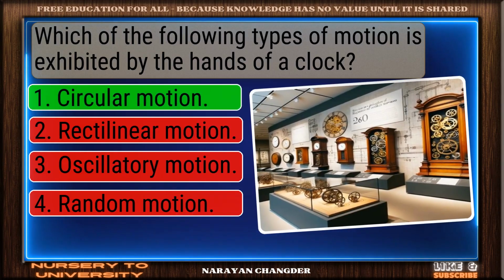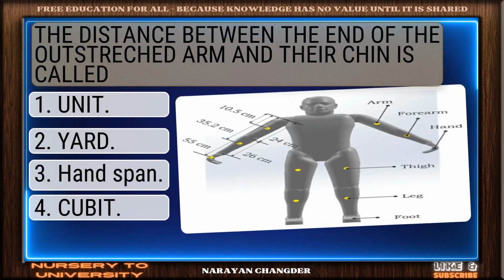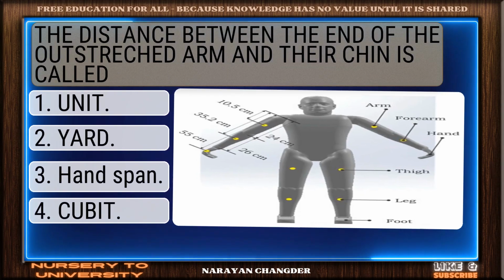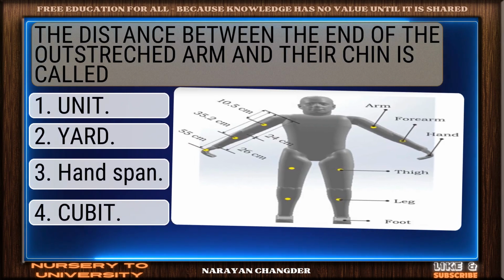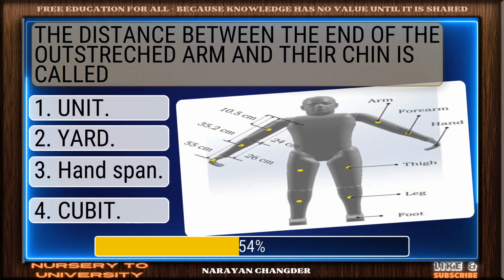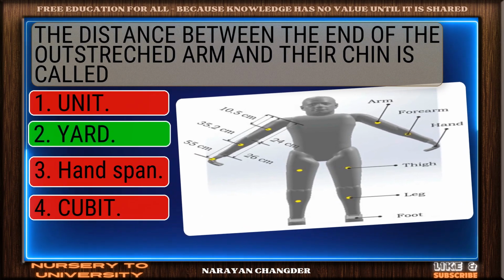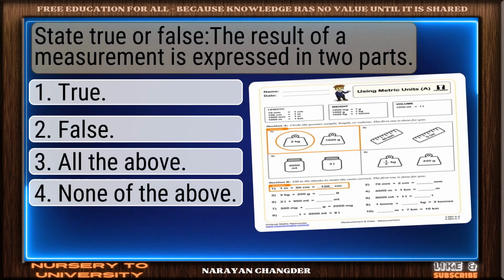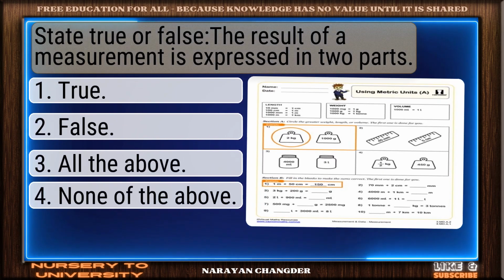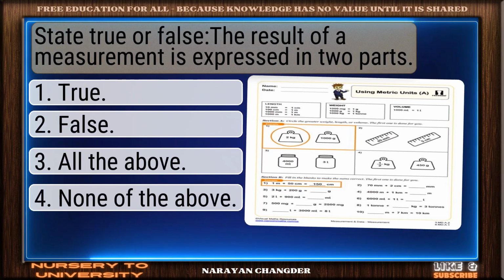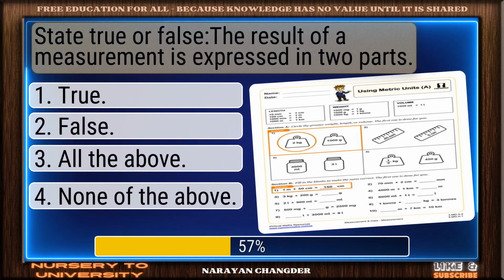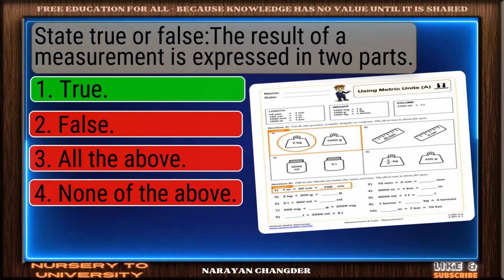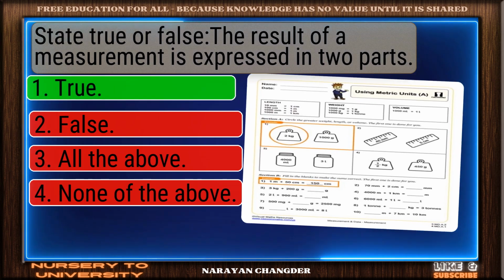Valid point. Circular motion is true. The distance between the end of the outstretched arm and the chin is called. Right choice. Yard is the best answer. State true or false. The result of a measurement is expressed in two parts. Sharp thinking. True is the right choice.